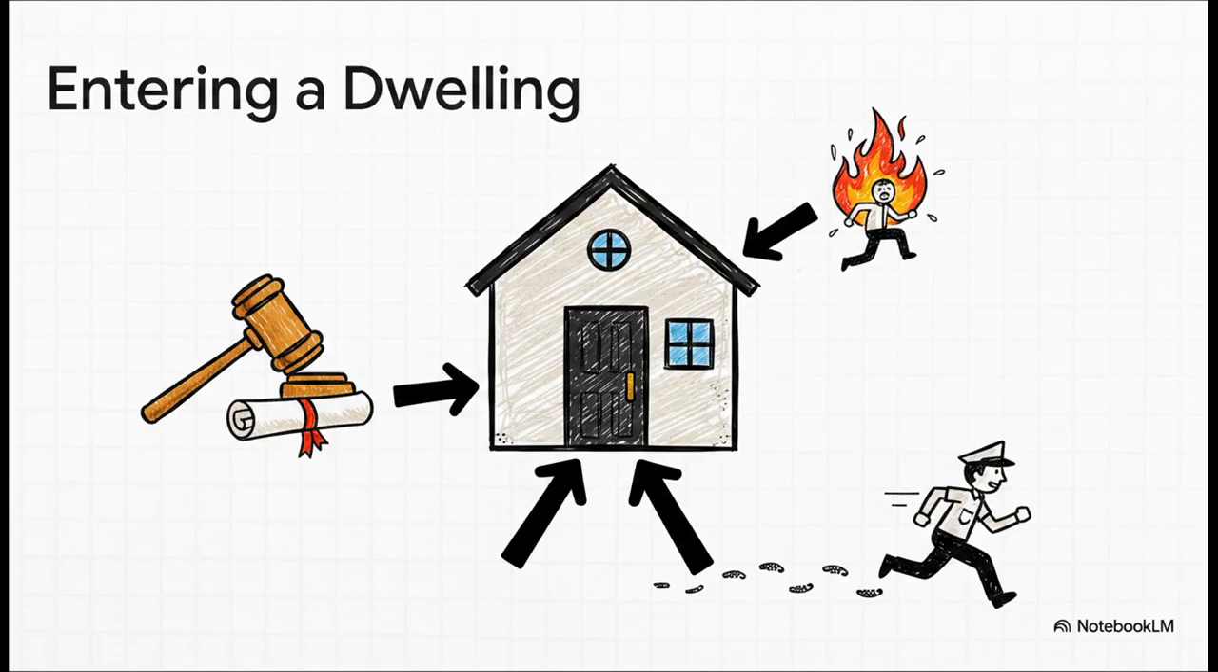However, the balance suddenly shifts back to the police in 2 major exceptions. First, exigent circumstances. So if there's an imminent threat of death, bodily harm, or the destruction of crucial evidence. And second, hot pursuit. Literally, if police are continuously chasing a fleeing suspect right through their front door.